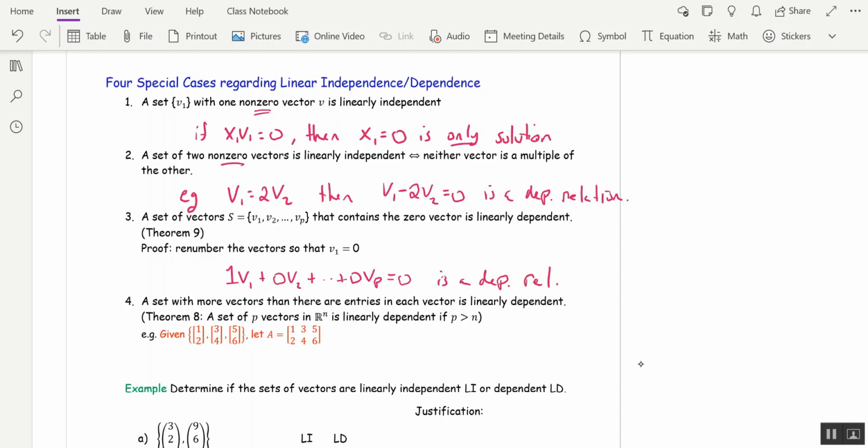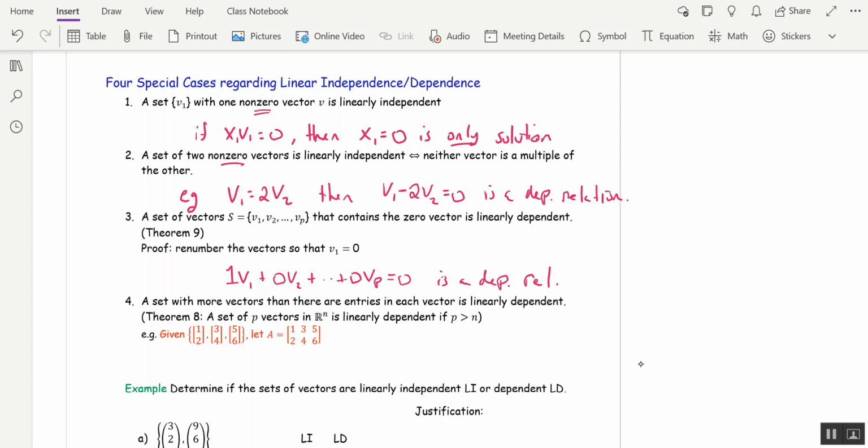For a dependence relation, you only need one of the weights, the xi's, to be non-zero. They can't all be 0, but if one is non-zero, that's good enough. So here I've taken one of them to be non-zero, and it doesn't do any harm because I know v1 is the 0 vector, and then I kill off everything else.